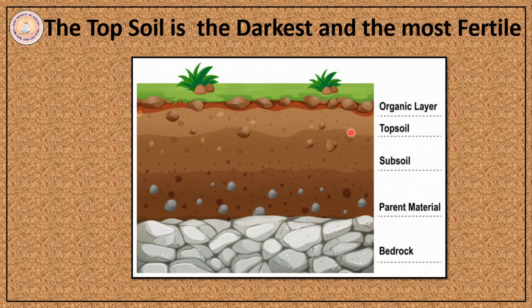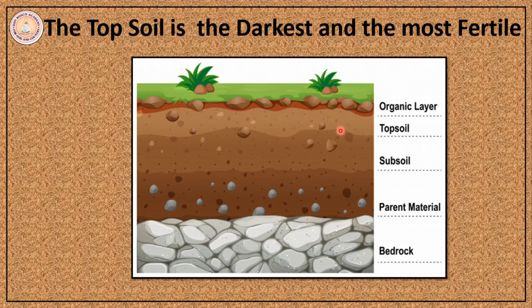Now the fertility of the soil, how fertile the soil is, depends on the structure of the grains of the minerals which are present, availability of organic matter, and moisture, that is the water content of the soil. All these help in understanding the fertility of the soil.